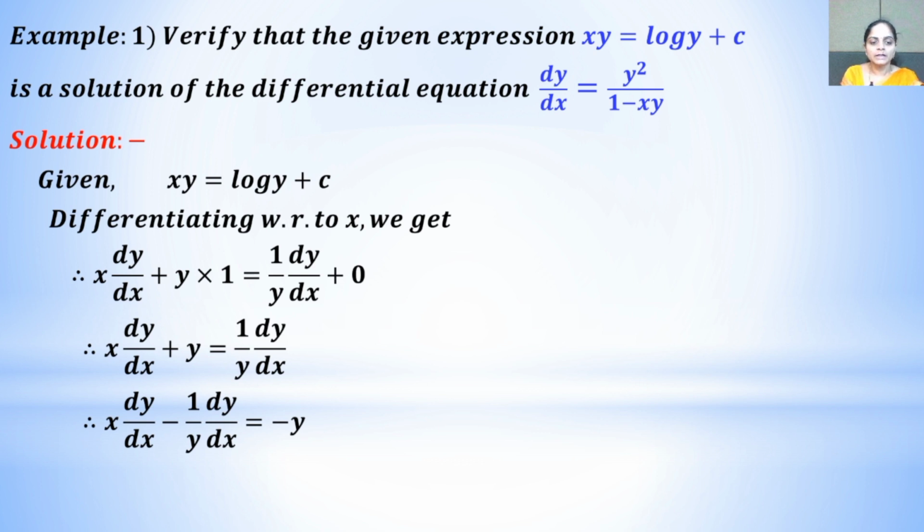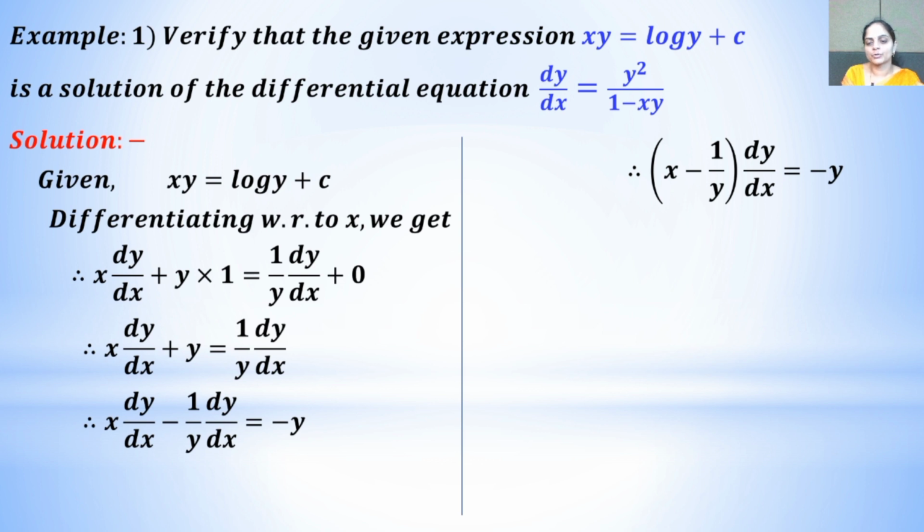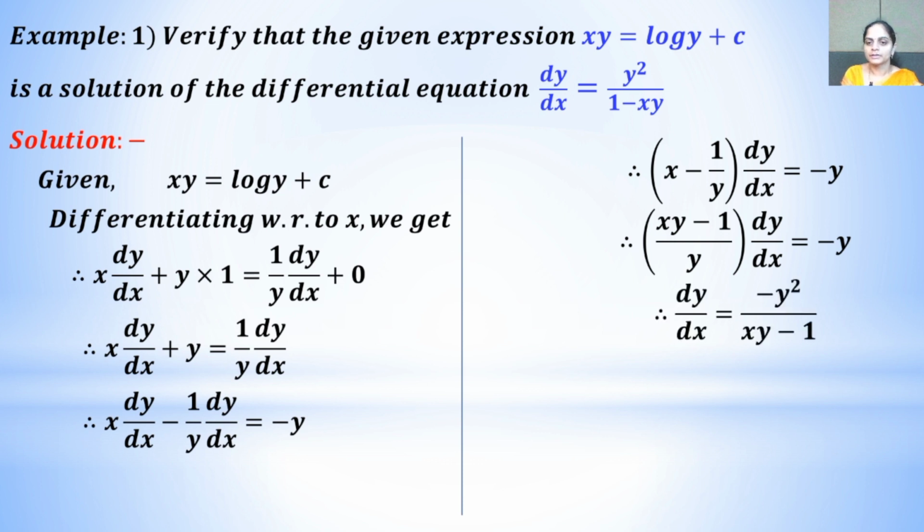Now, we take dy by dx common from the LHS. We get in bracket x minus 1 upon y into dy by dx is equal to minus y. Therefore, in bracket xy minus 1 divided by y into dy by dx is equal to minus y. Take the term xy minus 1 divided by y to the RHS. So we get dy by dx is equal to minus y square divided by xy minus 1.